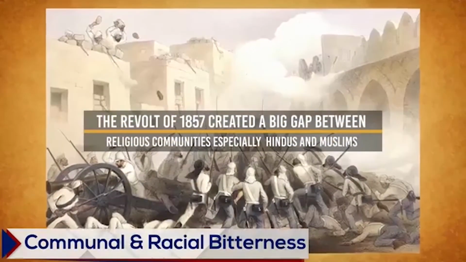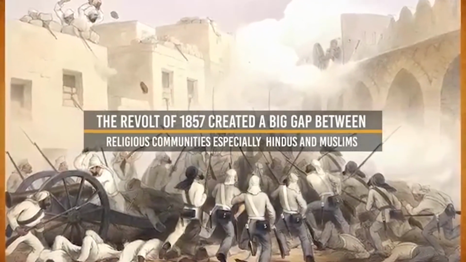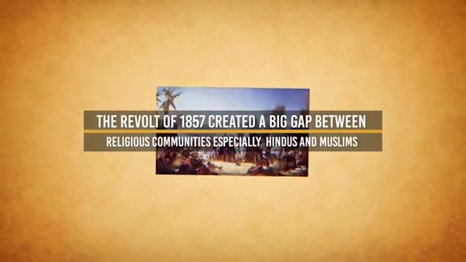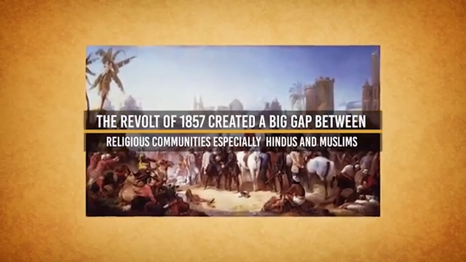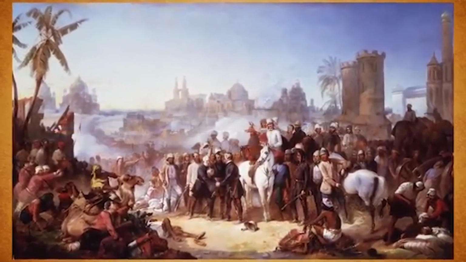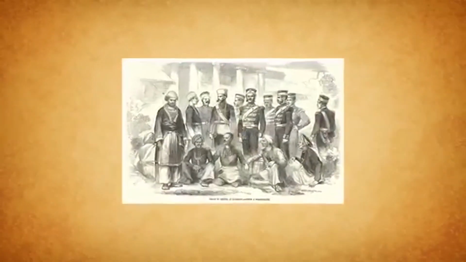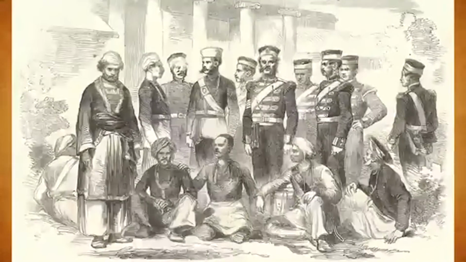Communal and racial bitterness. The revolt of 1857 created a big gap between the different religious communities in India, especially the Hindus and the Muslims, as each blamed the other for its failure. The Indians, however, developed a deep racial bitterness towards the English and opposed the inferior status granted to them.